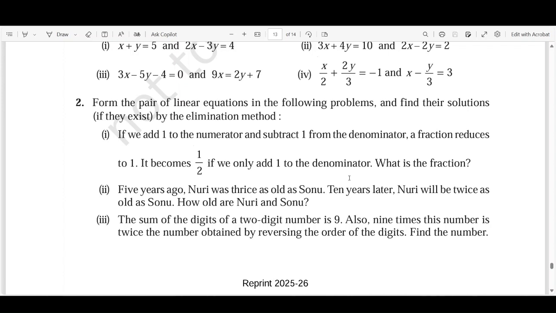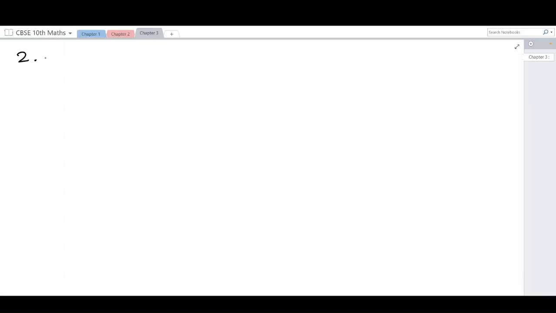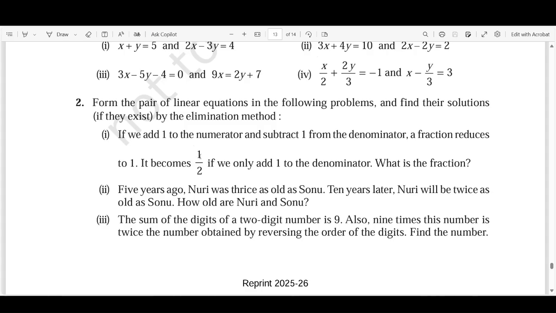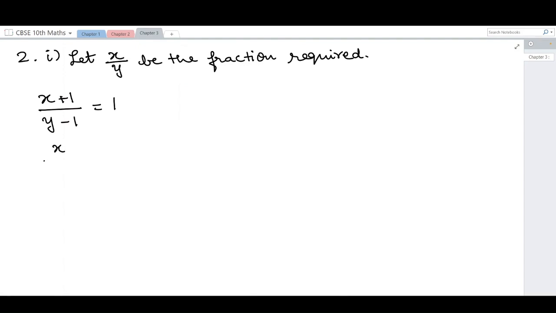So let us randomly take the fraction to be x by y. And what they have given is, if we add 1 to the numerator and subtract 1 from the denominator, the fraction reduces to 1. So let us form the equations first and then let us solve this by elimination method. So let x by y be the fraction required. Clear? And if we add 1 to the numerator and subtract 1 from the denominator, this fraction will become 1. Clear? And it becomes 1 by 2 if we only add 1 to the denominator. So if we add 1 to the denominator, this will become 1 by 2.